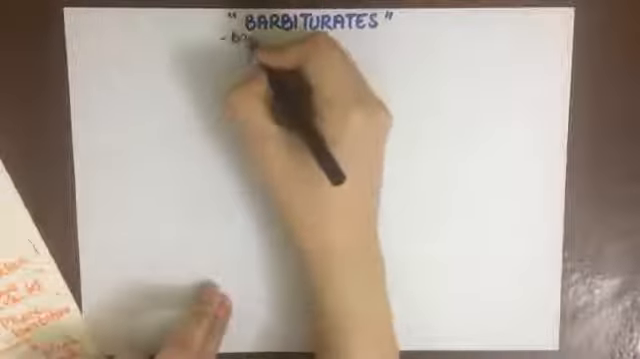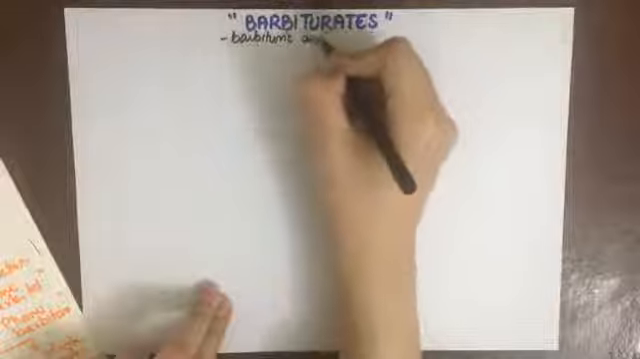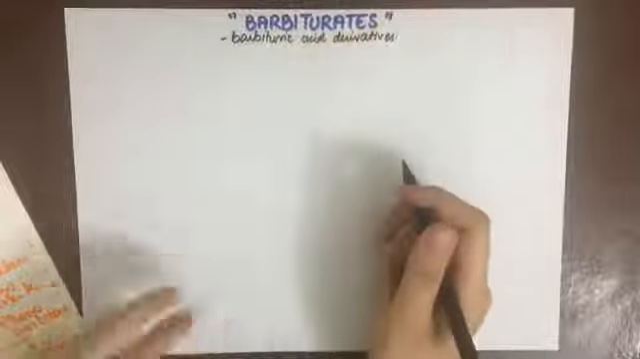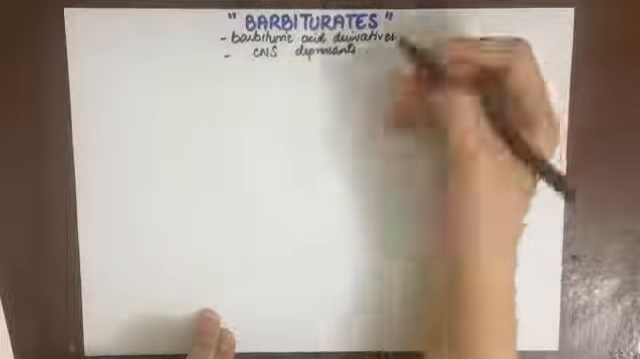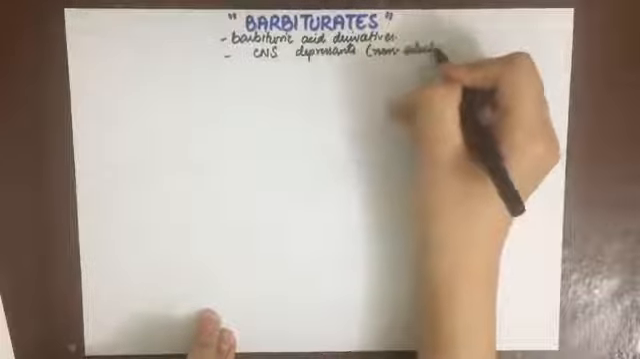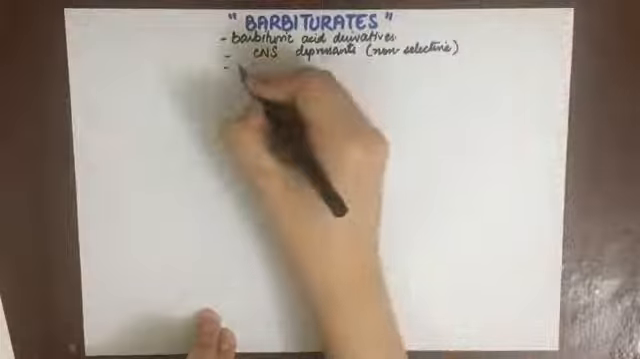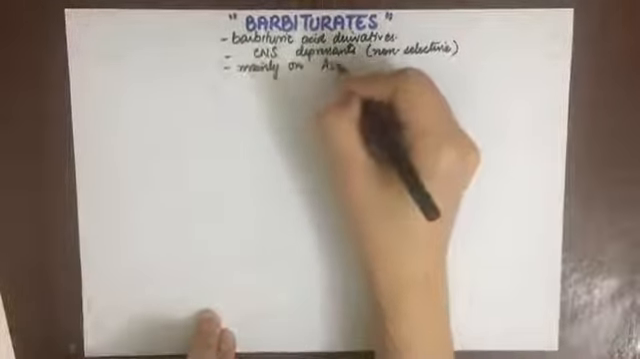Let's talk about barbiturates now. All barbiturates are derivatives of barbituric acid and they are non-selective CNS depressants. They act at many sites, but the ascending reticular formation is the main site of their action.